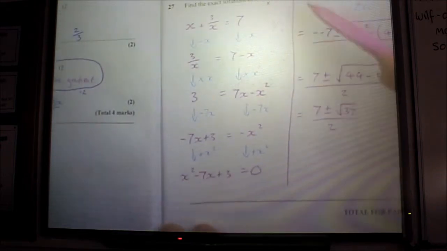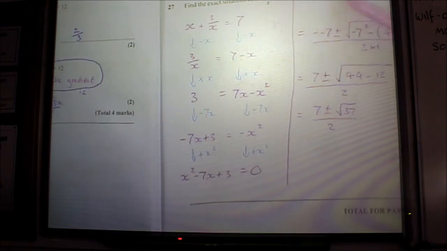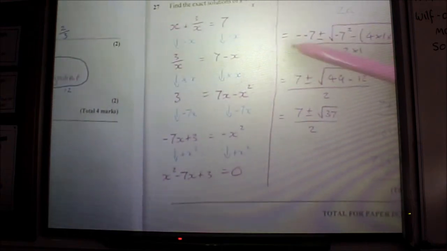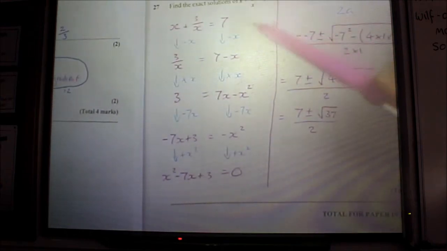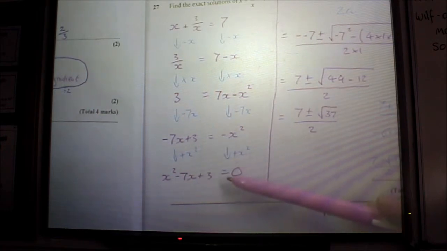Question 27, the last one. Find the exact solution of x add 3x, x add 3 over x equals 7. This is horrible, this question. Rearrange it like I've done here to turn it into this form here, because we're more used to doing this. Usually if it says give an exact solution, there is a nice whole number for an answer. Unfortunately for this one there isn't.